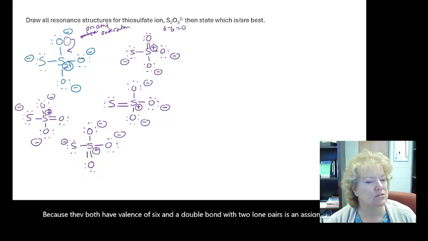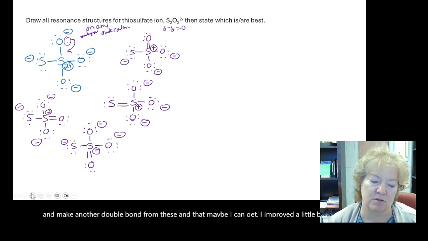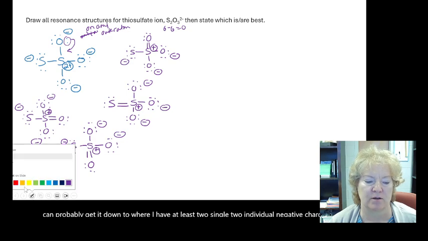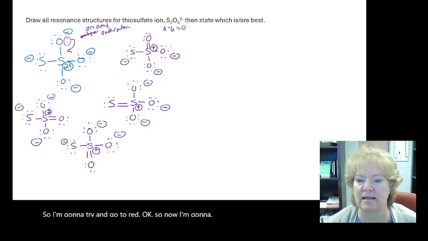All right. These are still not the best as I had on the other page. I could go and make another double bond from these. And maybe I improved a little bit. I can probably get it down to where I have at least 2 individual negative charges, but I can get rid of 2 of the formal charges. So I'm going to try and go to red. Okay, so now I'm going to take any one of these that still has a negative and make another double bond.